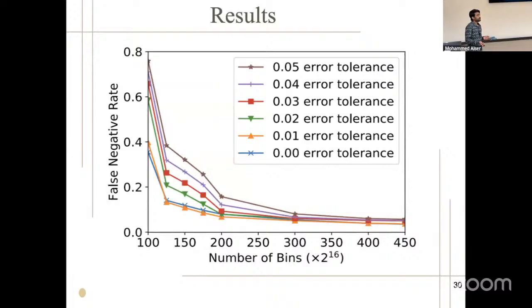Next we'll discuss the results shown for GRIM-Filter. This is the false negative rate versus the number of bins. Here we can see that if we increase the number of bins, the false negative rate decreases. If you see, after 300 it is almost diminishing. So you can select any value after this based on the memory.